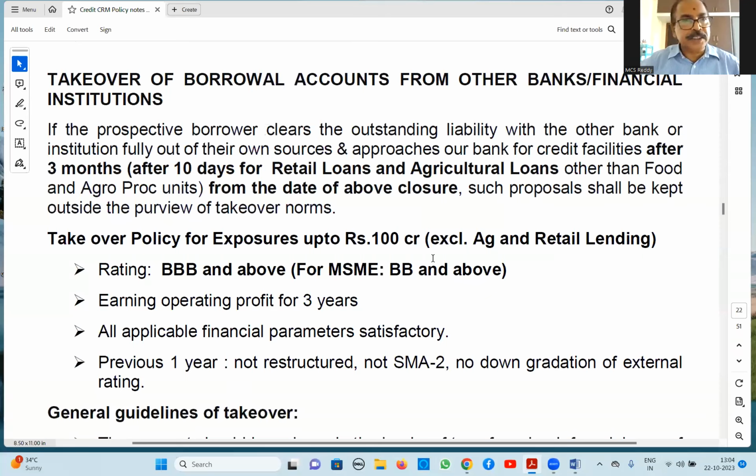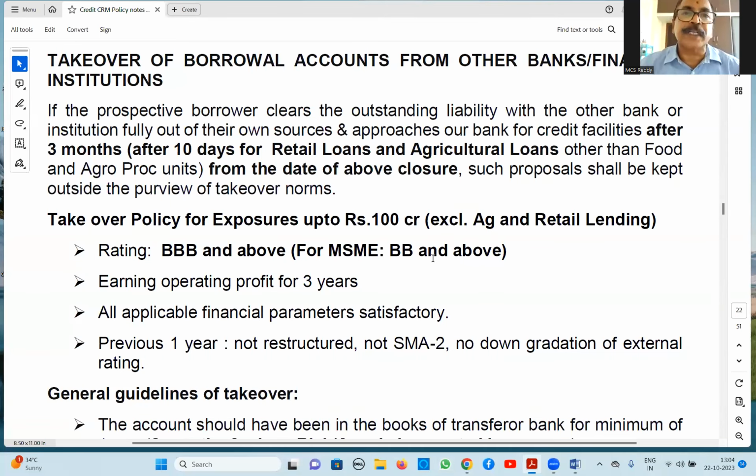Takeover of borrowers, this is also one important aspect and recalled questions are there. Takeover of borrower accounts from other banks or financial institutions. Normally, here the condition is, suppose if party approaches our bank after 3 months of closing account with other bank, 3 महीने के बाद आया तो closing करने के समय, it is not treated as takeover, it is normal.